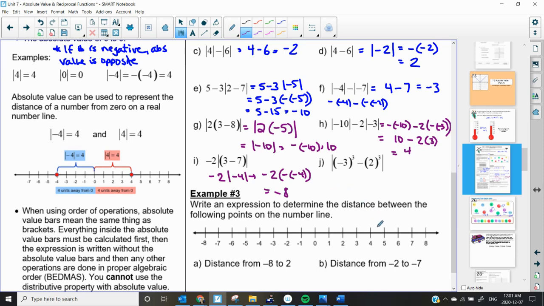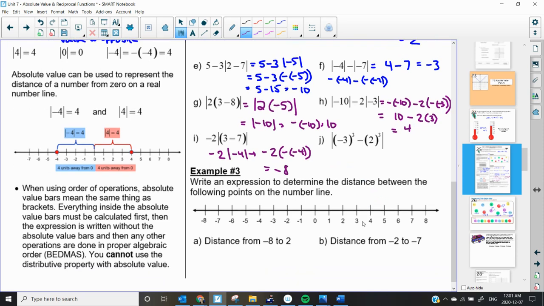Now for the third example here, I have negative 3 cubed, which is negative 27, minus 2 cubed, which is 8, and that's all absolute valued. And so that gives me negative 35, all in absolute value. And from there, the absolute value of negative 35 is equivalent to 35.